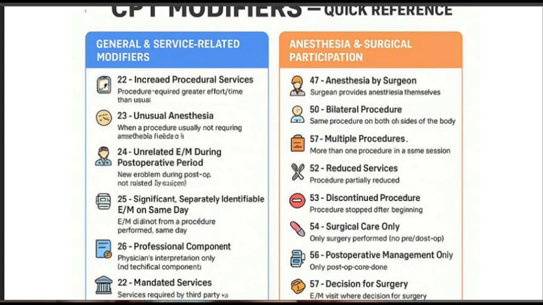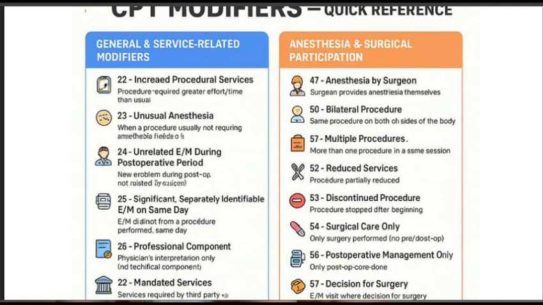Next is the 53 modifier, discontinued procedure. In that case the procedure, meaning the surgery, is discontinued due to other circumstances. For example, the patient is not responding properly, or is having unconsciousness or excessive loss of blood, or the patient is not getting proper anesthesia. Due to any such circumstances the surgery is discontinued or stopped, and we have to give the 53 modifier.